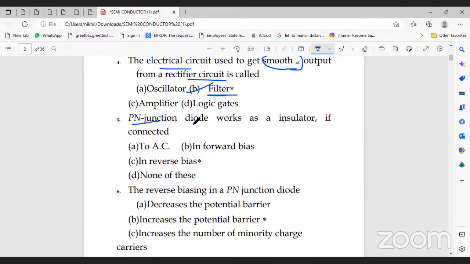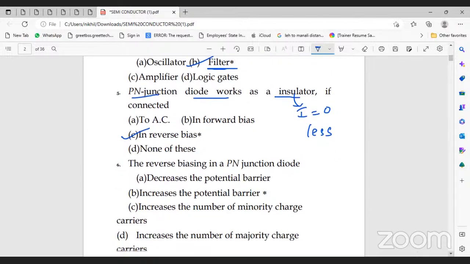In the case of a PN junction diode acting as an insulator, what will happen? If the PN junction is going to work like an insulator, in an insulator there will be no current; the current will be zero. Therefore, it is said to be in a reverse bias. So current is almost negligible. It is almost less only in the case of reverse bias. So option C is the right answer.